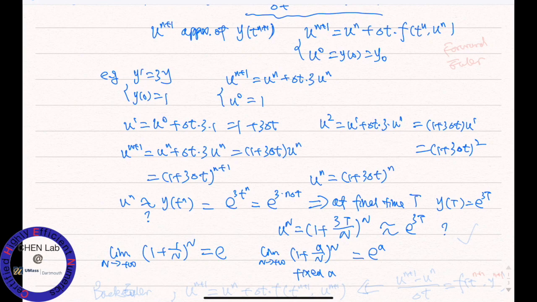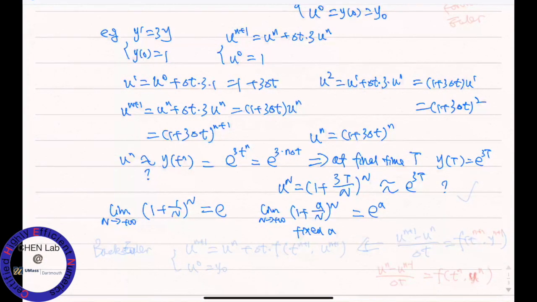E to the a. Again, now you have computers. You can easily check this. It might be counterintuitive if you didn't go through the proof of that. So the answer is yes. This is actually a good approximation.